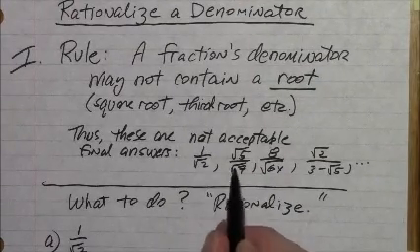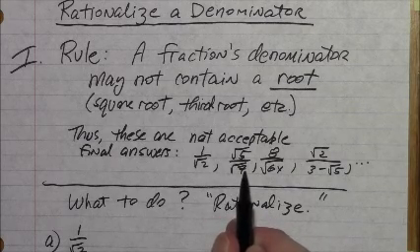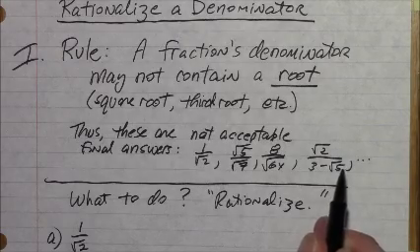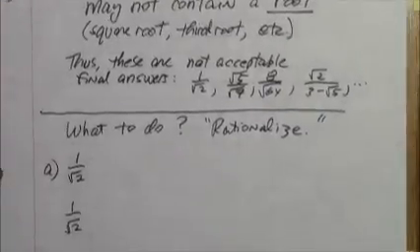1 over square root of 2, square root of 5 over square root of 7, and this is not what matters. It's the square root of 7 that matters. Square root of 6x, 3 minus square root of 5. Through the course of this, we are going to do each one of those and some others.